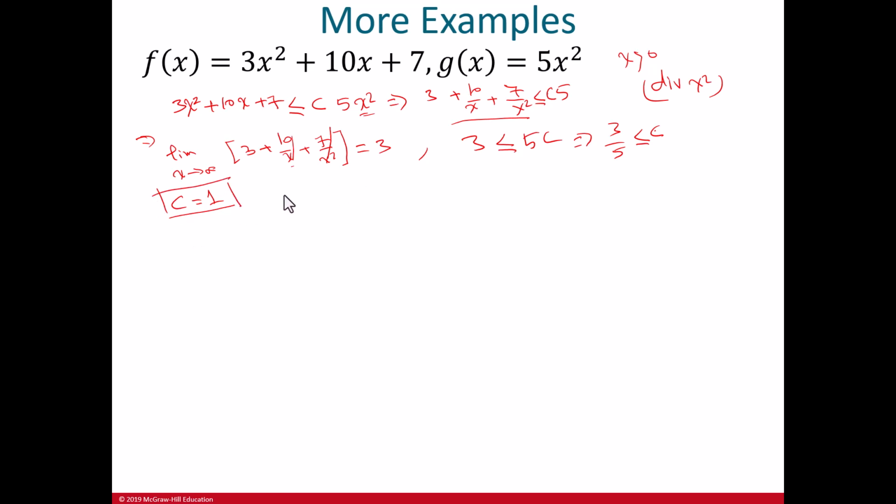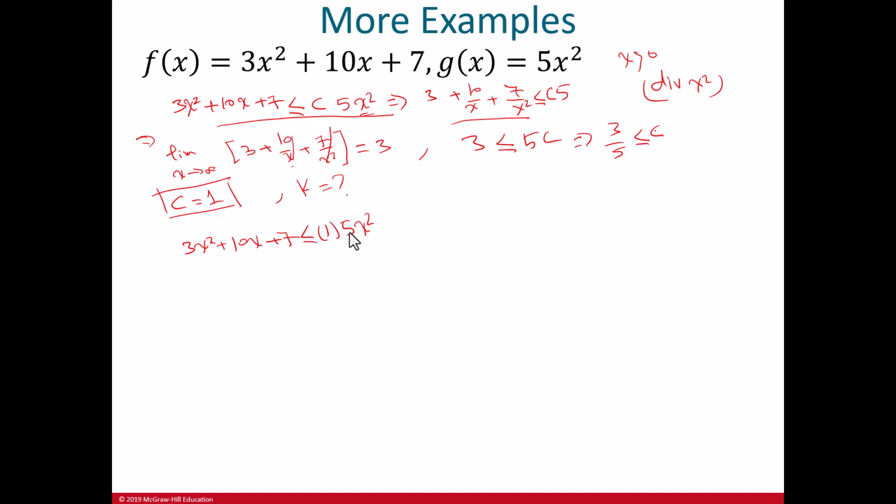All right. Now next, I'm trying to find K. I need to find K. What is K? Since I found C, it should be easy to find K. So I'm going to substitute in this equation here with the information that I know what C is. So let's write it here: 3x^2 plus 10x plus 7 less than or equal to 1 times x^2, which is really just C. Just to remind us we got the value.